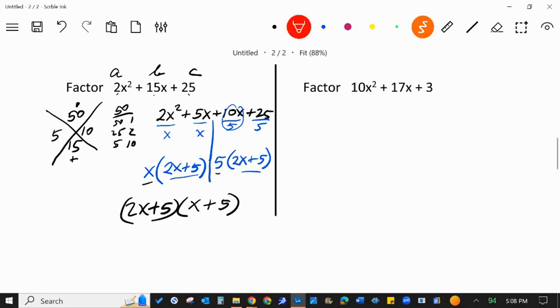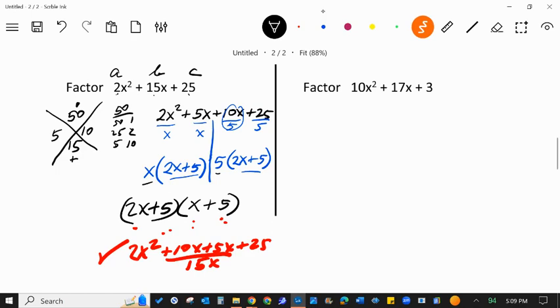And then these two get to go together here. I will just check to see. 2x times x is 2x squared. 2x times 5 is 10x. 5 times x is 5x. And 5 times 5 is 25. And these two make the 15x that was in the original. So that way I have checked it, and I can now say with confidence that this one is correct.